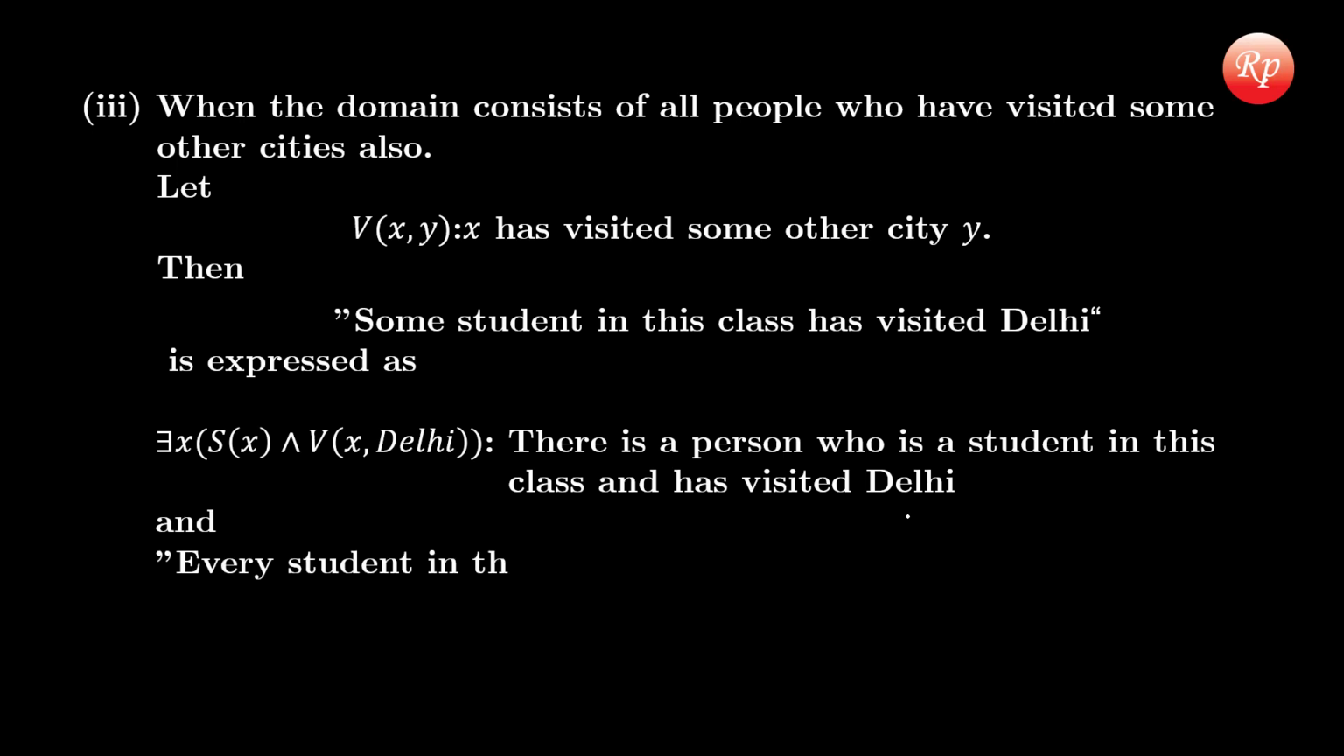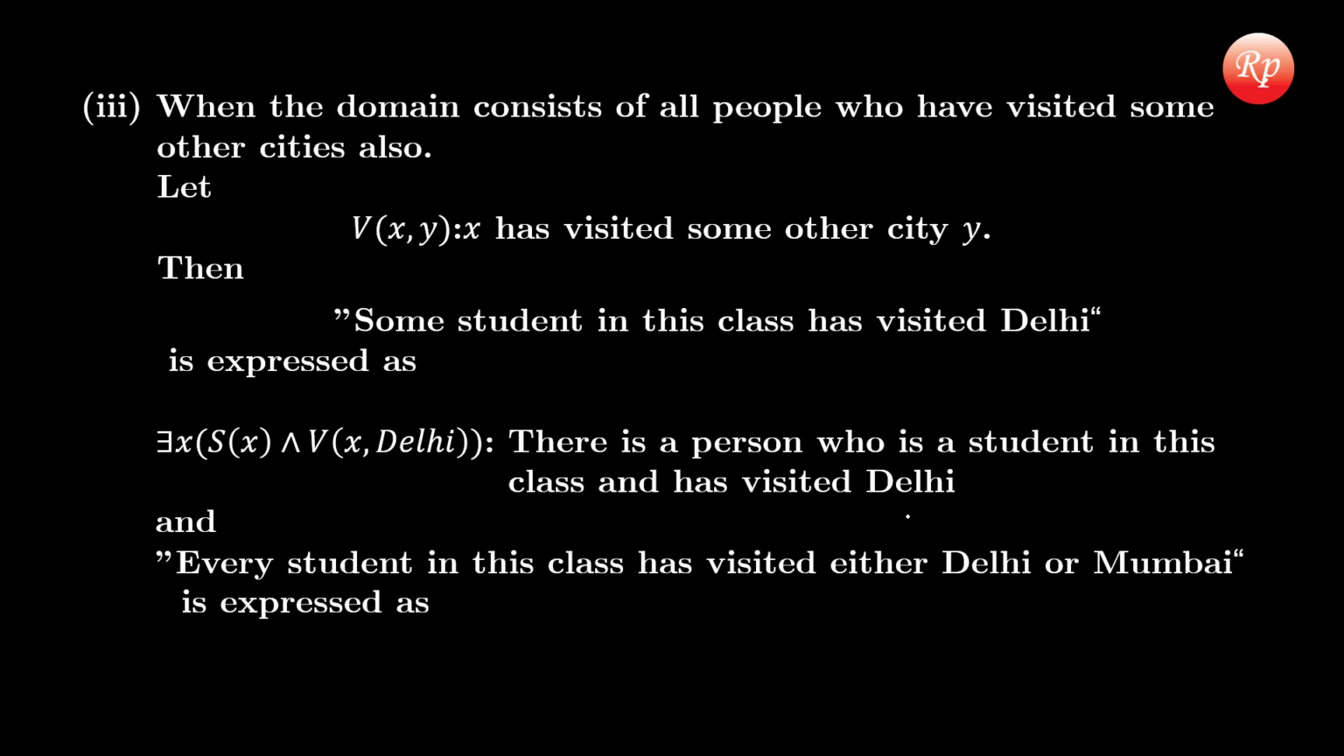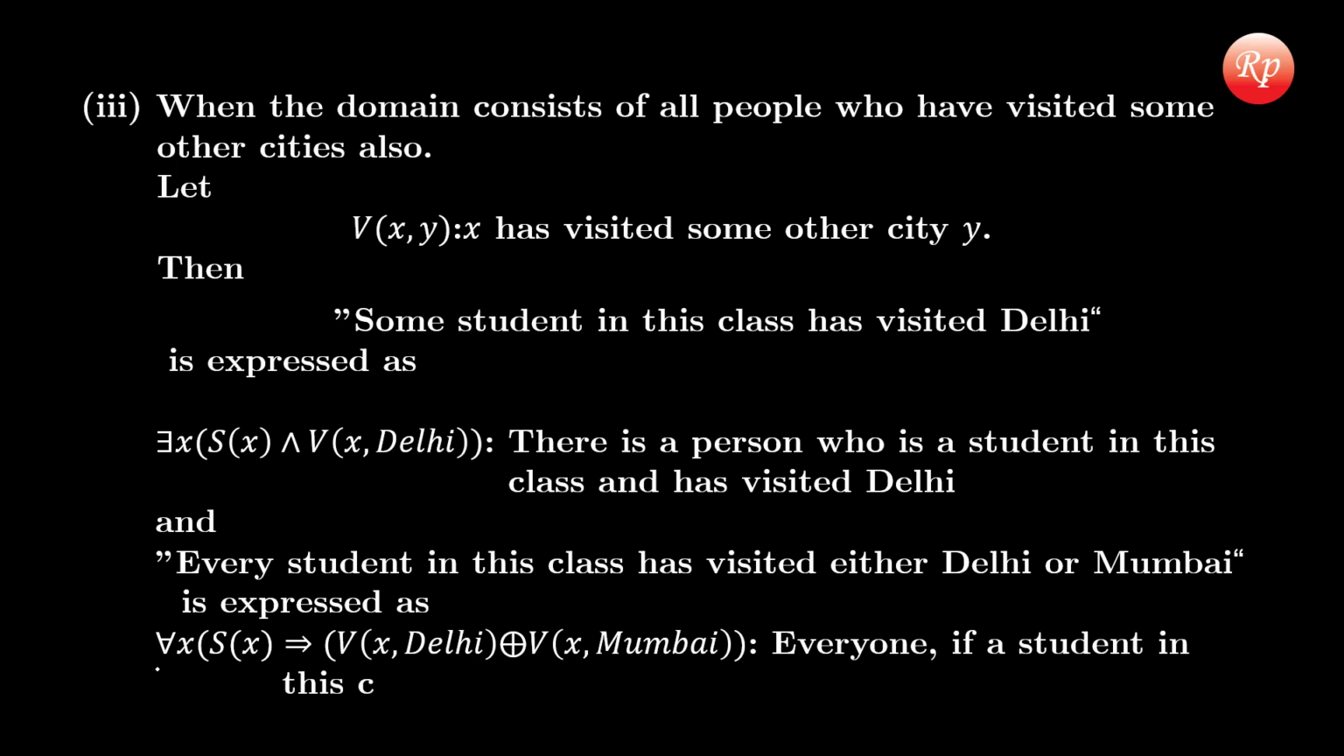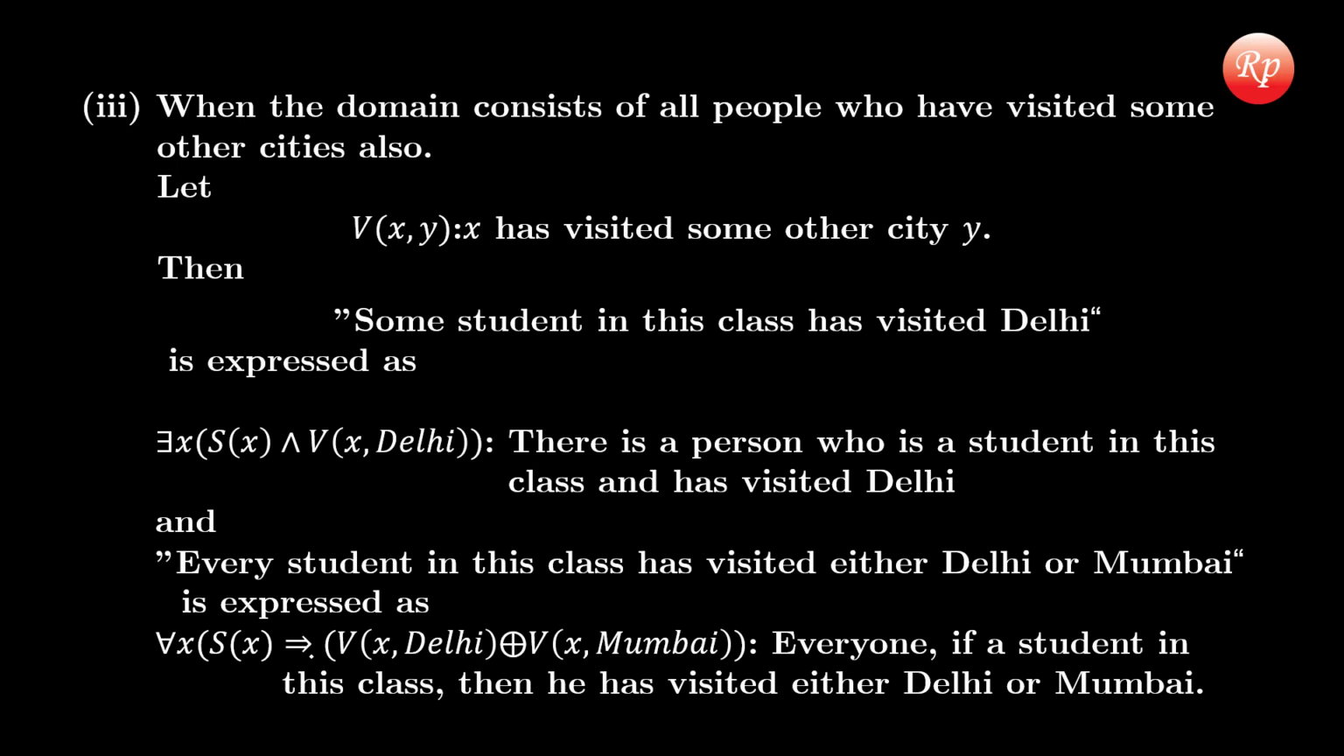And in the second case, every student in this class has visited either Delhi or Mumbai. So you can express it as for all x. That means for every person you pick, if he is a student of this class, implies he has visited Delhi or Mumbai, exclusive or, not both, because of this either. So this is the way you write properly. So it is up to you how to define predicates. Sometimes you have to define predicate using single variable, sometimes you have to define predicate using multiple variables.